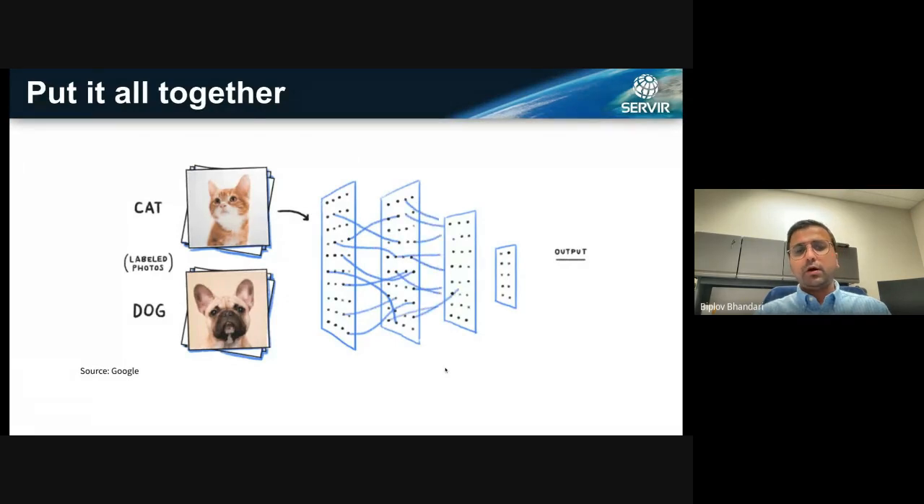So when you put all this together, you have some form of a label, photos, cats and dogs in this case, and then that goes through some form of these hidden layers, where the neurons inside the hidden layers are learning several forms of representation of those input data sets, and then that provides you an output.